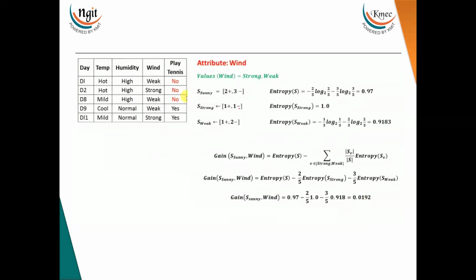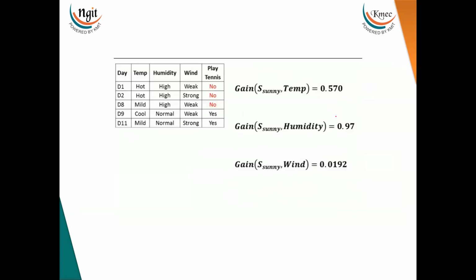And in this, 1 plus and 1 minus, when you have equal 1 plus and 1 minus, now remember when you calculate entropy, you will get 1 as the answer. S weak is 1 plus 2 minus. So this is the entropy of S weak, 0.918. And substitute these values. So the gain of wind is 0.0192. So when we see all this information gain of temperature, humidity and wind, we got the highest for humidity.